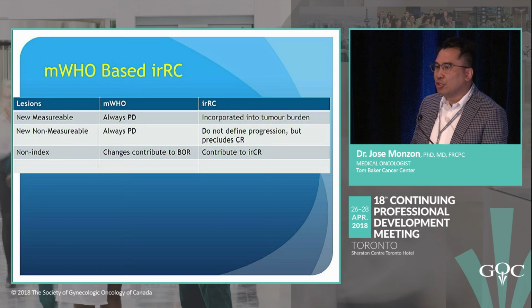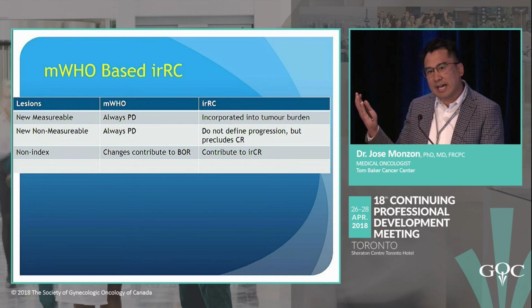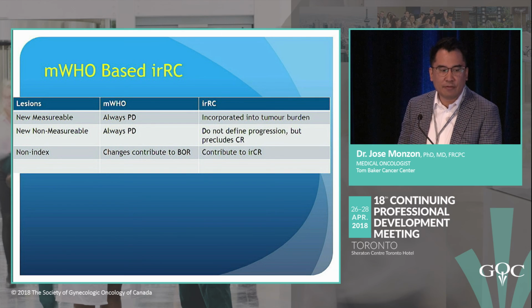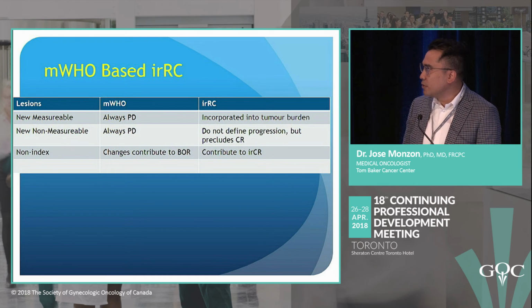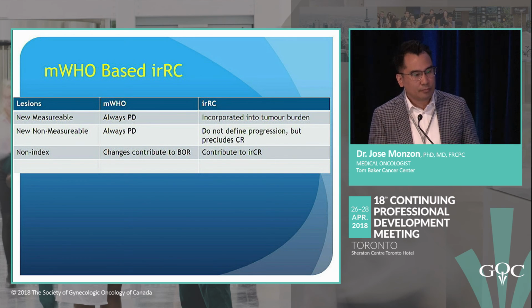Usually if you have new measurable disease or new non-measurable disease, it always represents progression. But in this context, new measurable disease is incorporated into the tumor burden, and new non-measurable disease does not define progression, but it has to completely disappear if you want to have a complete response. Non-index lesions, again, contribute to the best objective response, but they don't contribute to IR-CR in the immune-related response criteria.